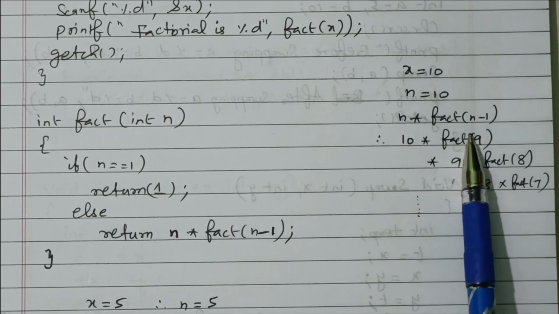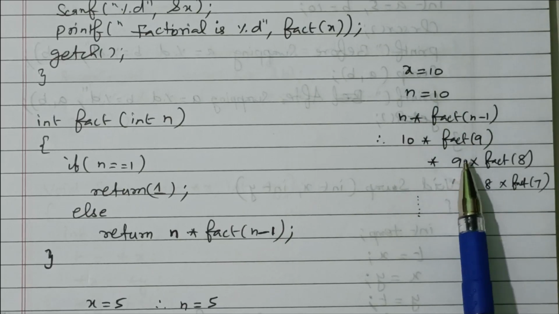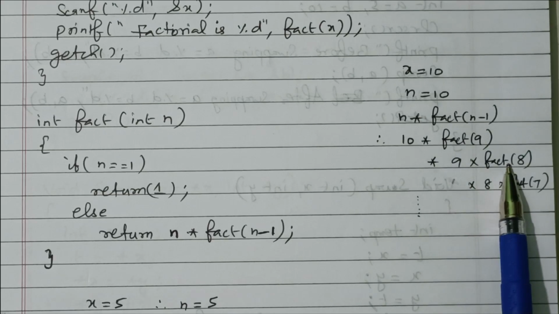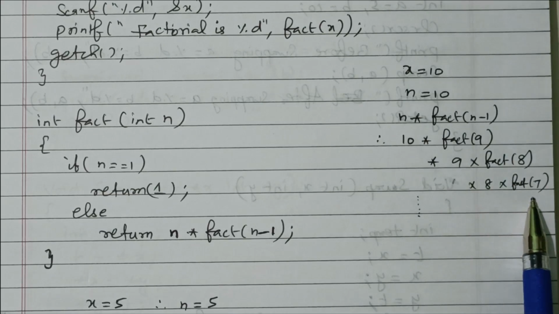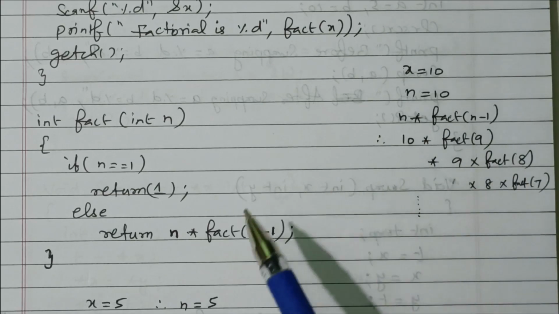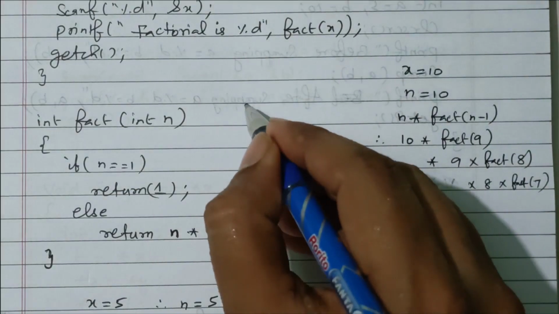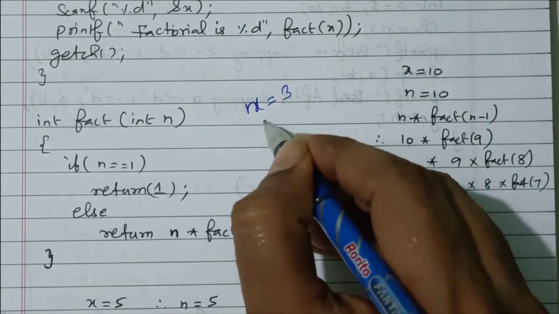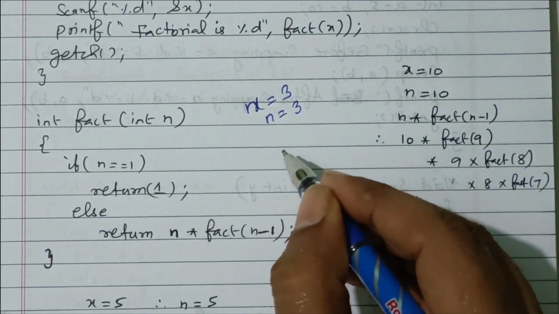So again factorial of 9 is called. Factorial of 9 means 9 into factorial of 8. Again we are calling factorial with value 8. That is 8 into factorial of 7. Like that it will go. We will go for one more example. x equal to 3, so that n equal to 3.